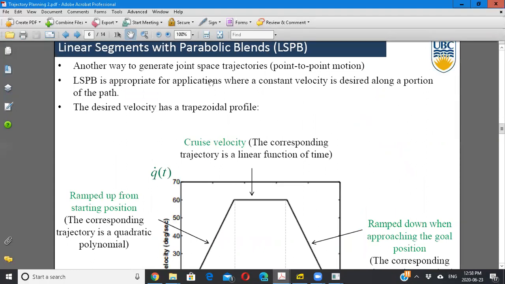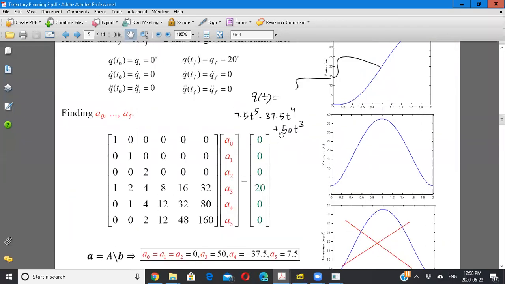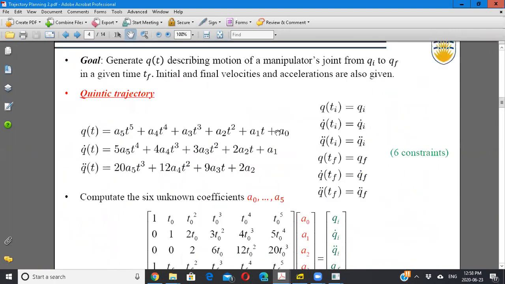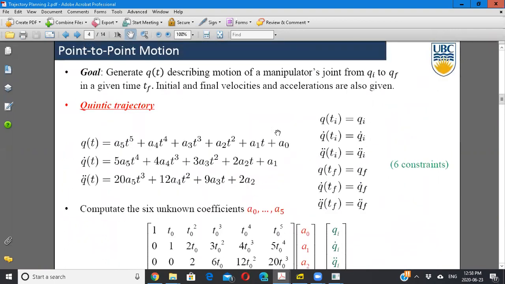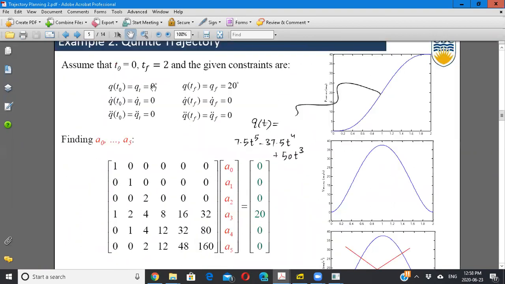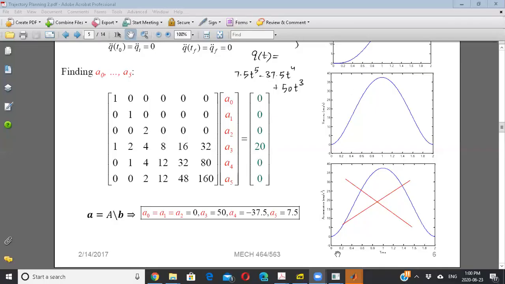But this is how, and we'll do this next time: linear segments with parabolic blends. It's another way of generating joint space trajectories. Today, we generated a trajectory using the polynomial method. And we were planning point-to-point motion because we were only interested in what the initial point and the final point were, and what the initial velocities and the final velocities were. Okay.